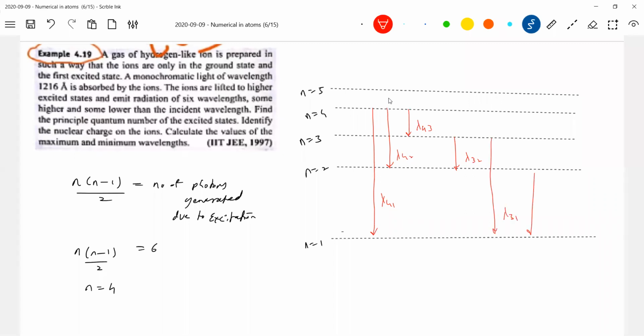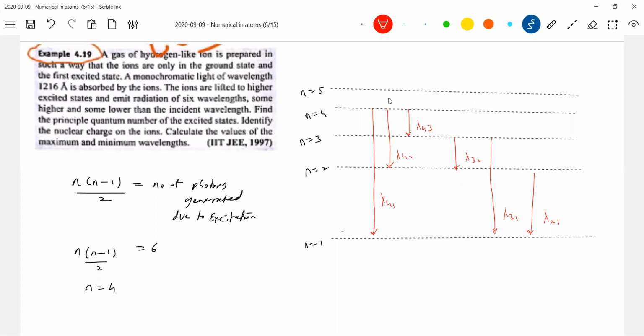lambda 3 1, and this is lambda 2 1. I think 6 wavelengths are possible. You check, 6 lines are there, simple. Who will absorb, who will make this transition? 1216 angstrom is absorbed by the ions. And it's asking to find the principal quantum number of the excited state.